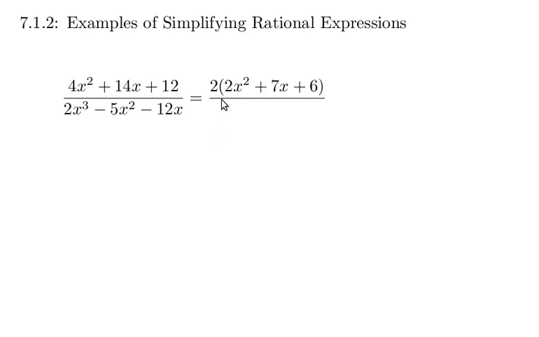So all I did here was factor out a 2, and on the bottom here, are there any common factors? There is one. There's x. We have an x cubed, x squared, and x. So there's an x common to every term. So we can pull out the x and we'll have 2x squared minus 5x minus 12.